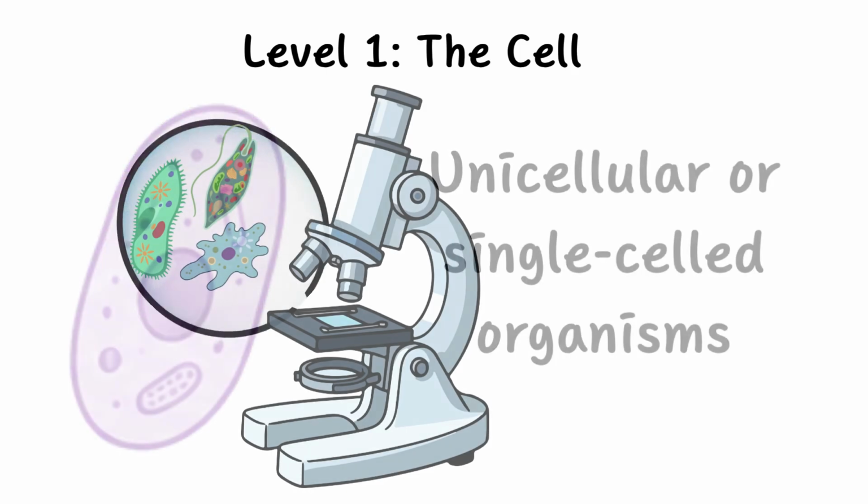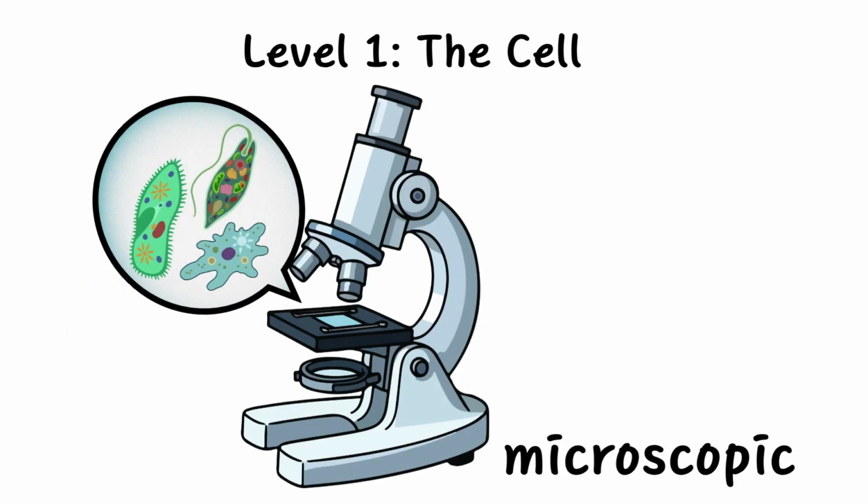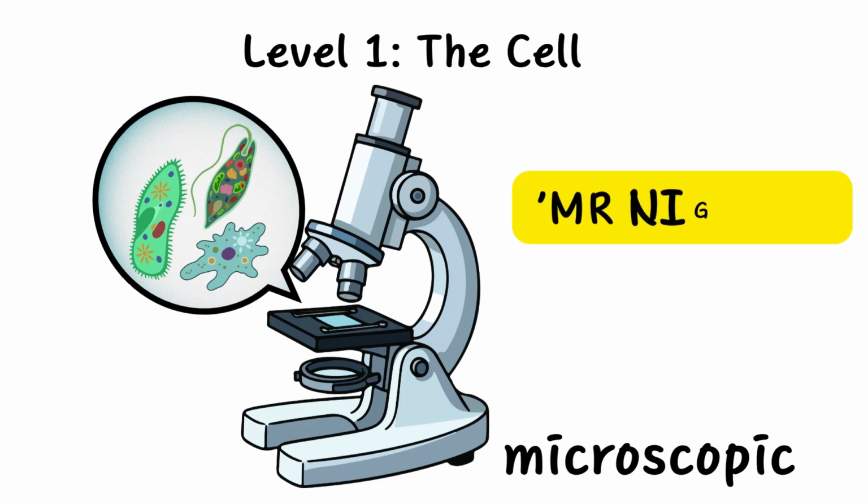These organisms are microscopic, meaning that you cannot see them with your naked eye, but they carry out all the Mr. Niger D characteristics inside this one single cell. At this level, one cell does everything, does all the eating, breathing, and reproducing. And make sure you watch our video on the characteristics of living things to learn more about Mr. Niger D or Miss Gren.